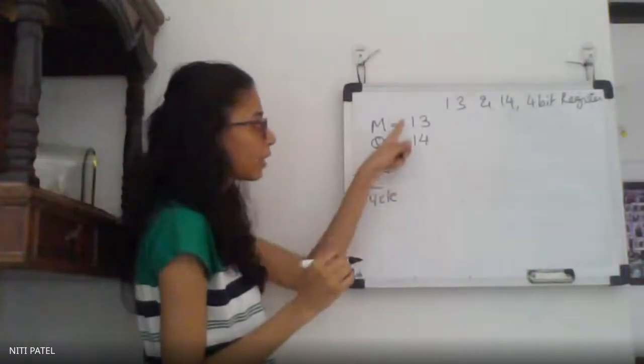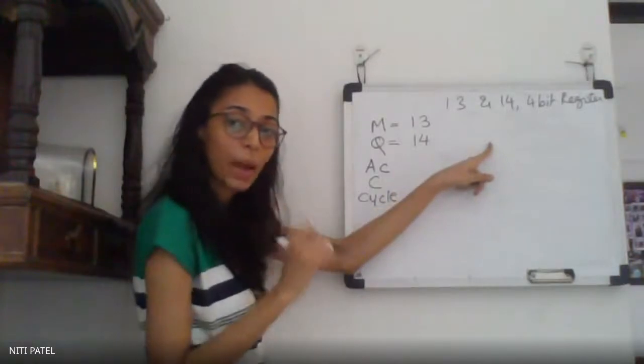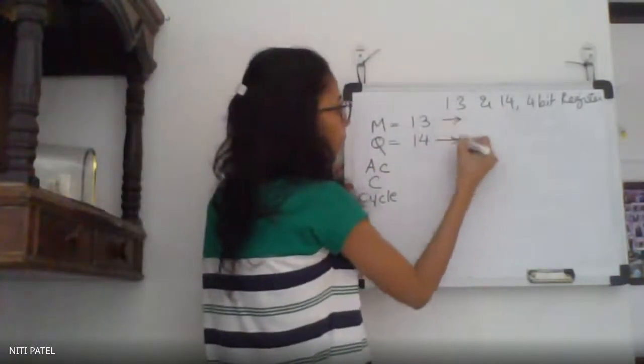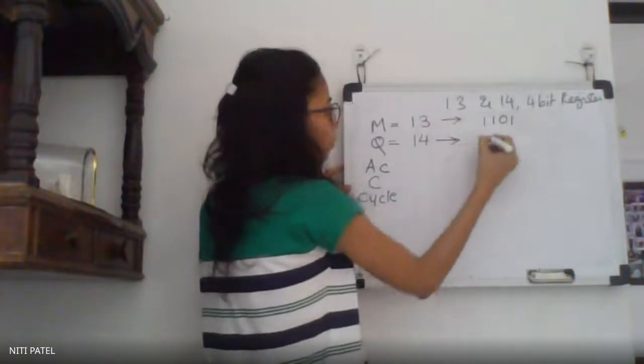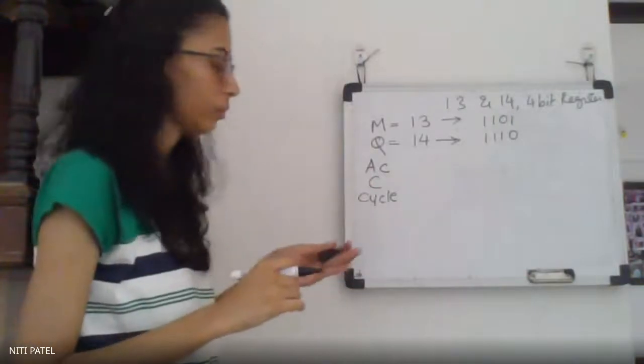As soon as you write this, immediately convert it into binary. Why? Because we are doing multiplication of binary numbers. So convert 13 into binary. It will be 1101. And for this, it will be 1110. Is this correct?